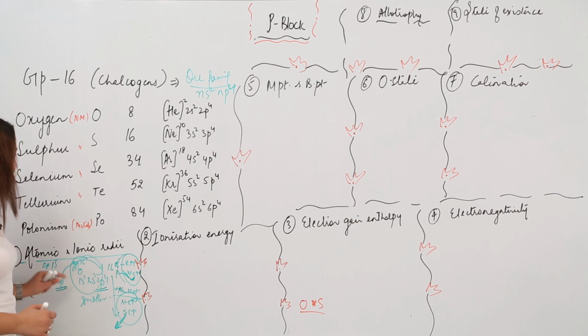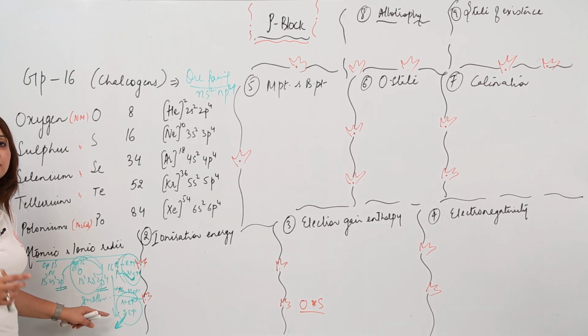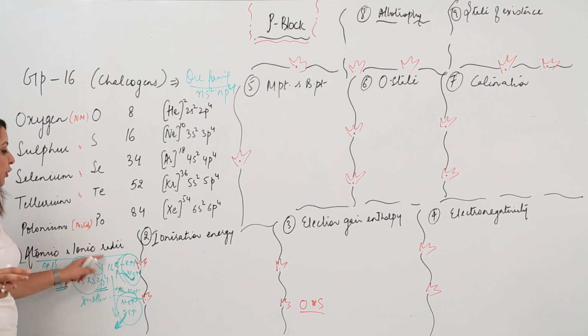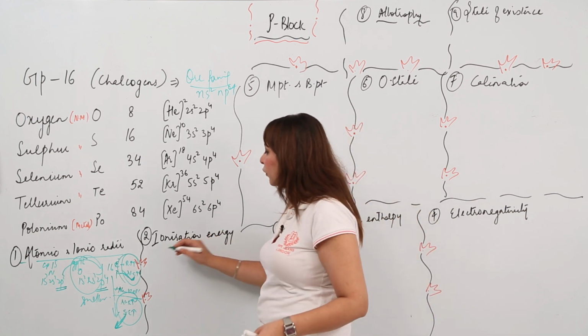I think it's clear. If we compare with the 15th group, group 16 is smaller due to increased nuclear charge. But within group 16, the size increases because there is an increase in the nuclear charge as well as the shielding effect, but the shielding effect is more pronounced. So this leads to the expansion of the electron cloud. Coming to the second property, that is the ionization energy.